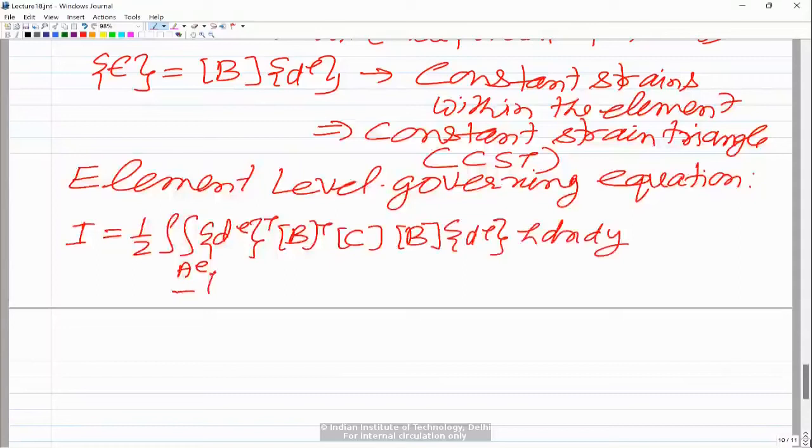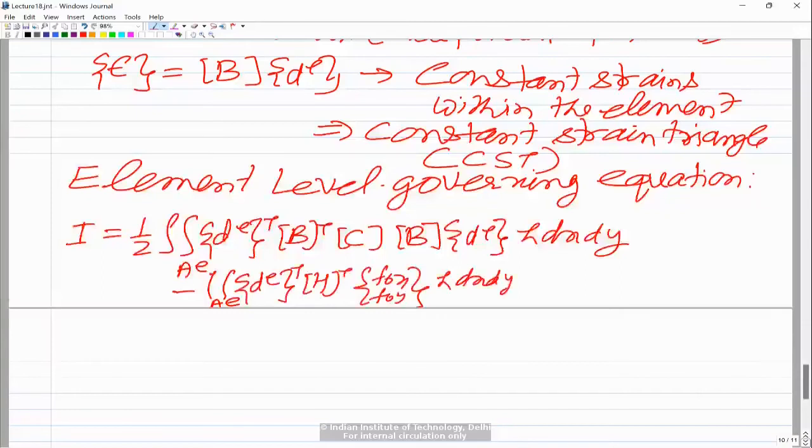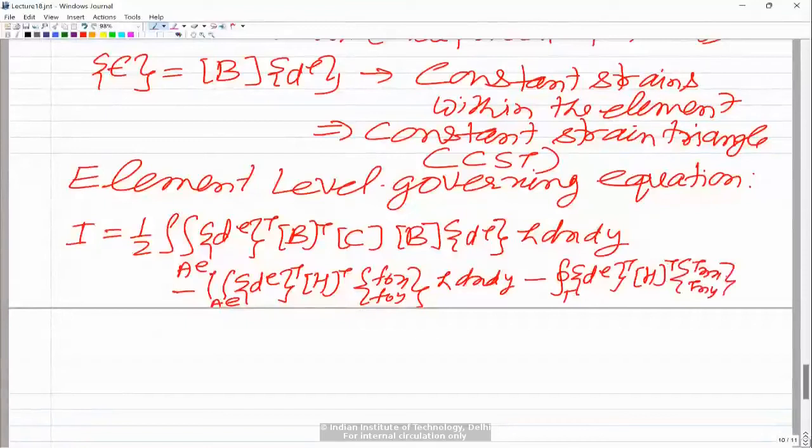minus integral over again area, and then we have ub transpose. So that would give you basically d transpose into H transpose into fbx fby, h dx dy. Then we have boundary integrals, so integration over the boundary, and then we have u v transpose, which would give us d transpose into H transpose into tnx, tny, h ds. So this is what you have.